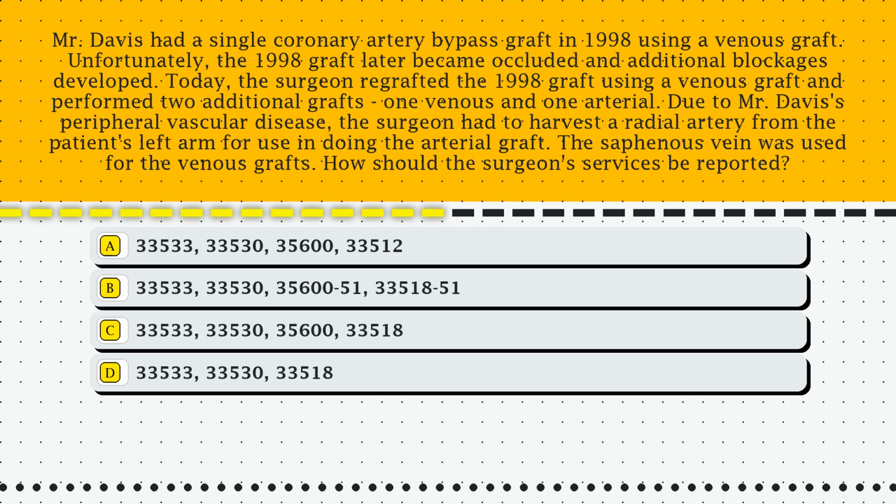Option A, 33,533, 33,530, 35,600, 33,512. Option B, 33,533, 33,530, 35,600 to 51, 33,518 to 51. Option C, 33,533, 33,530, 35,600, 33,518. Option D, 33,533, 33,530, 33,518.